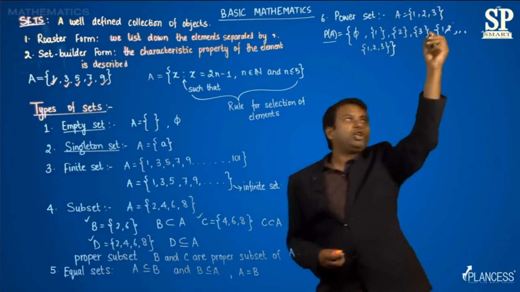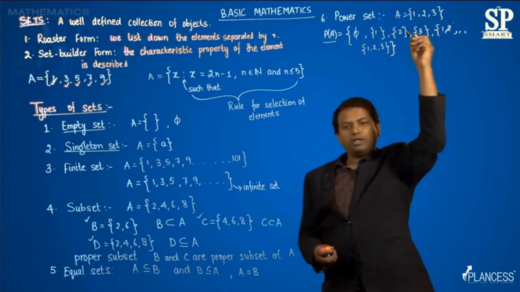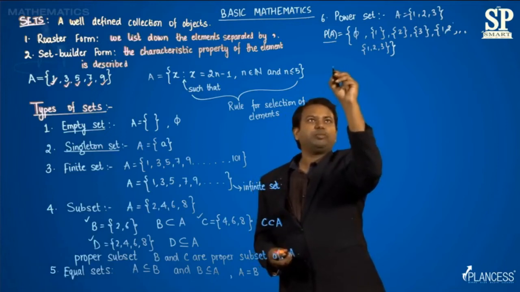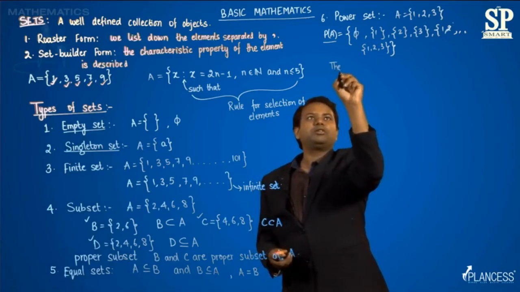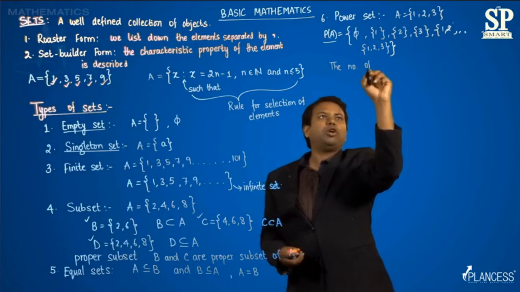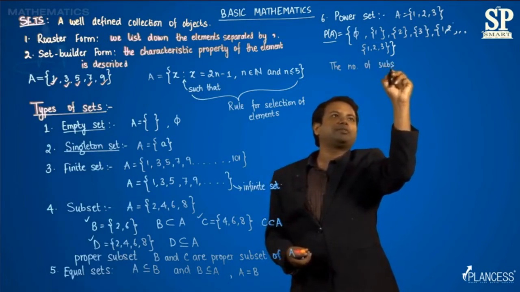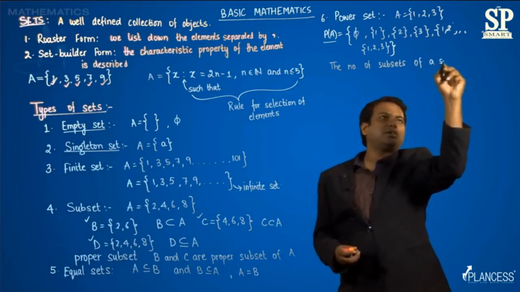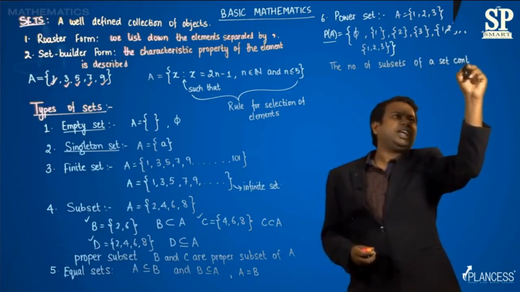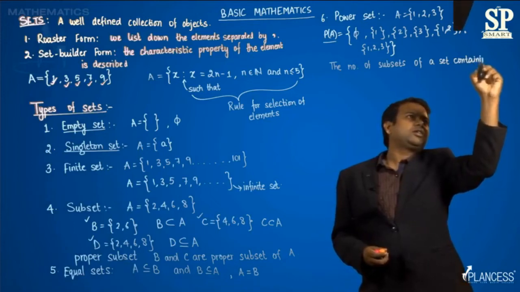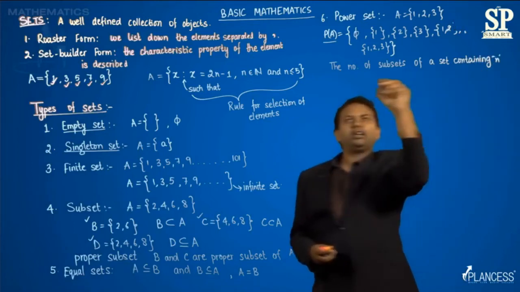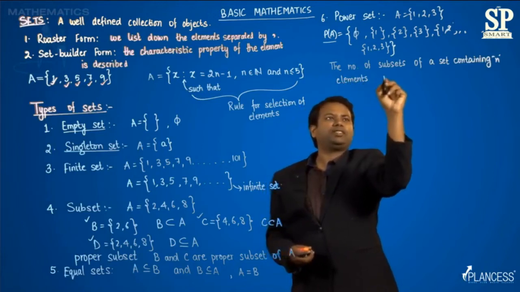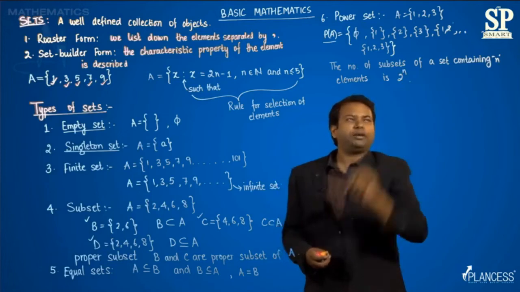And if you want to find the number of subsets that can be formed from a set of n elements, so basically the number of subsets of a set containing n elements is 2 to the power n.